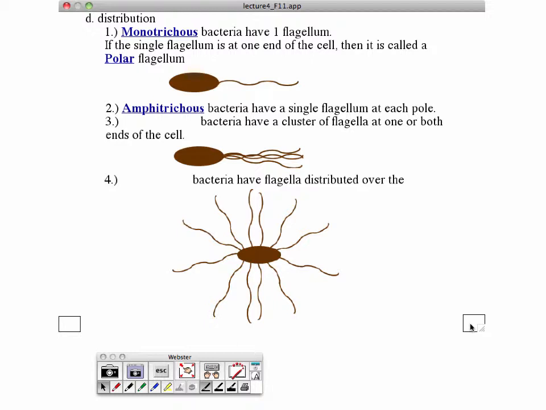So we might say that this particular spirilla actually had lophotrichous, but also amphitrichous flagella. It had them out of both ends, but they were lophotrichous. Peritrichous have flagella completely surrounding the cell.